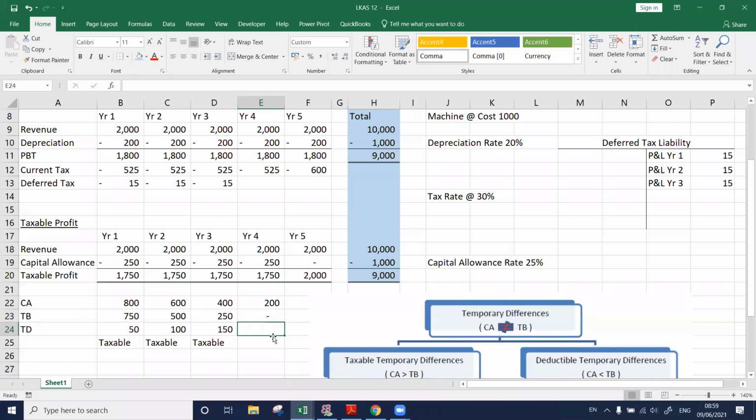It is 0. Therefore, there is a temporary difference of 200. Carrying amount is greater than tax base. Therefore, there is a taxable temporary difference.